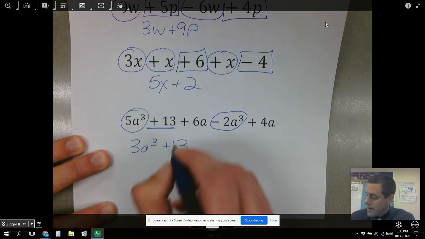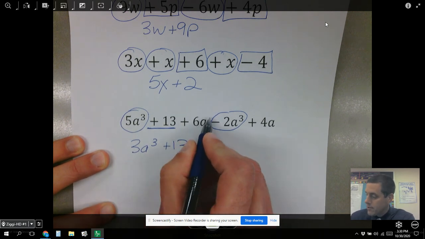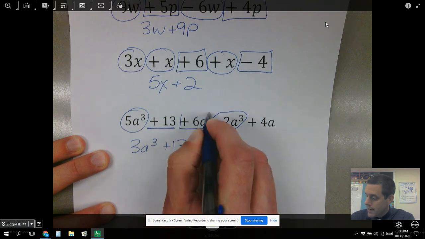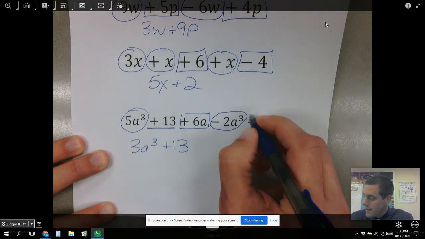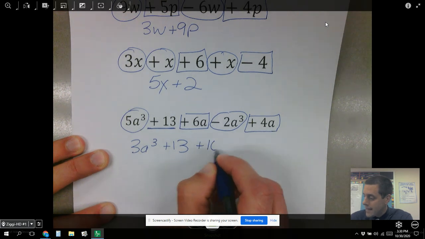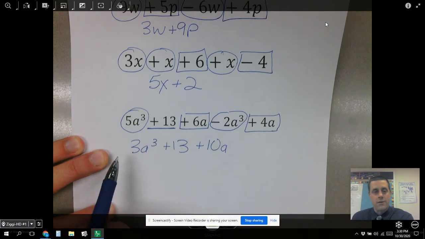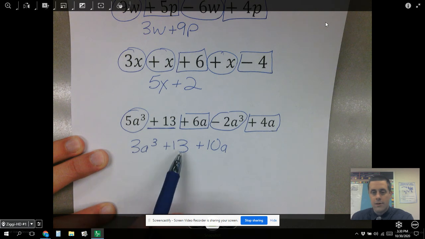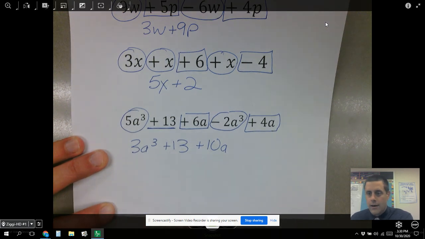And then finally, our a terms, a variable of a and a power of 1. We're combining a positive 6a with 4a. 6a plus 4a is a positive 10a. Final answer, 3a to the third power plus 13 plus 10a.